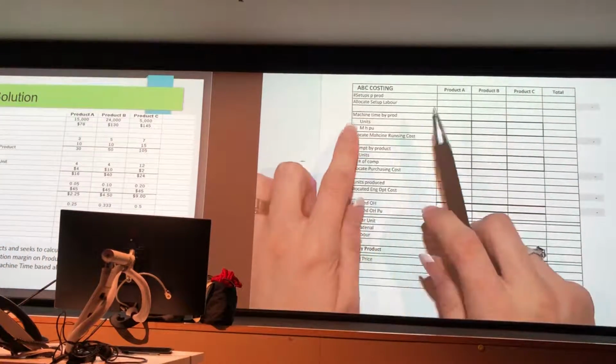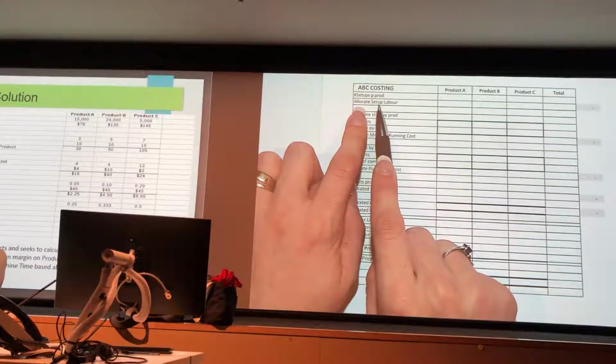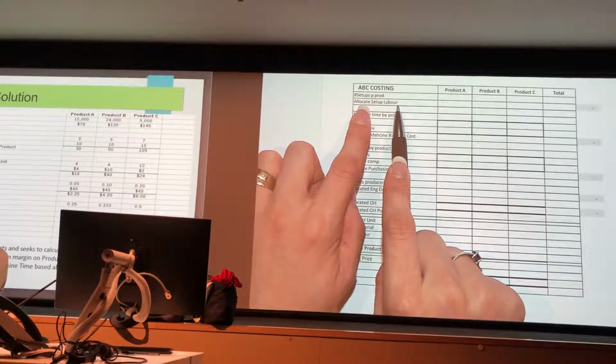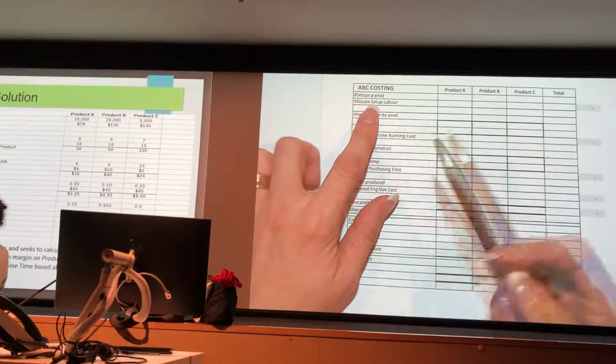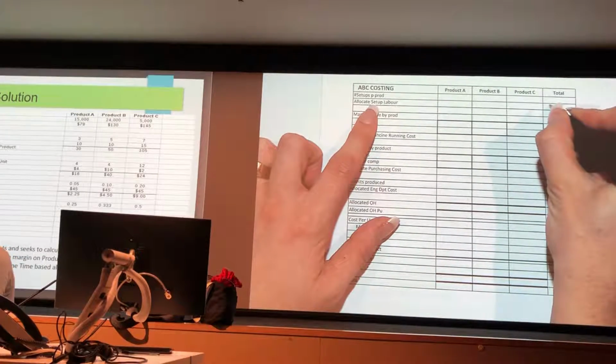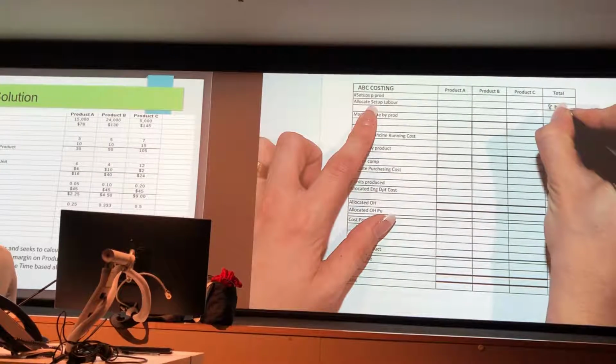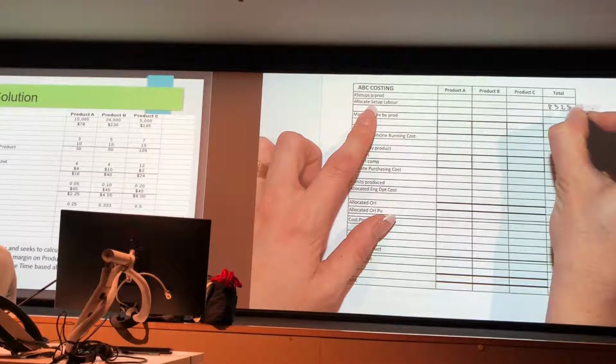So your first row will be number of setups per production, and we allocate the setup labor. One of the first things I do personally is I write down my expense that I'm trying to allocate out, which in this case is 8325.